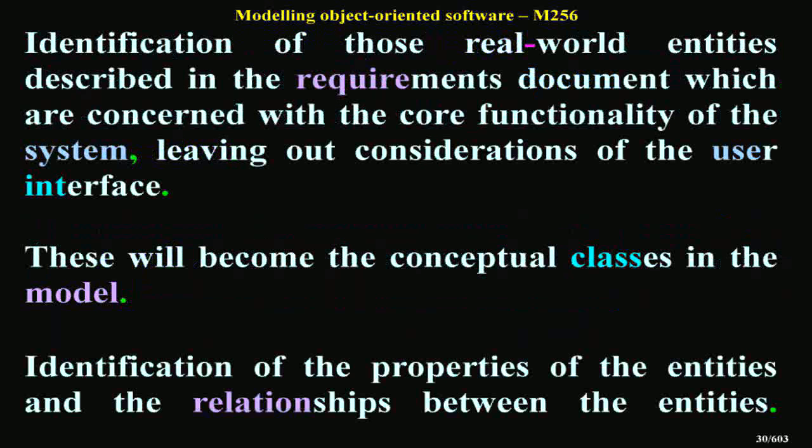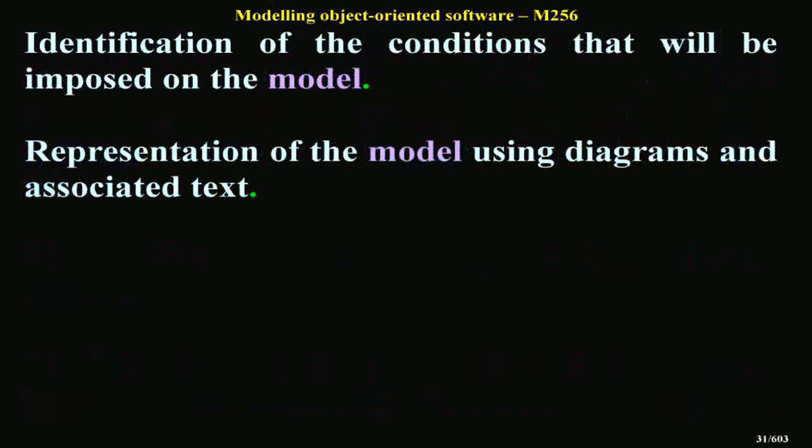In summary, the process which takes you from the requirements document to the conceptual model involves the following activities. Identification of those real-world entities described in the requirements document which are concerned with the core functionality of the system, leaving out considerations of the user interface. These will become the conceptual classes in the model. Identification of the properties of the entities and the relationships between the entities. Identification of the conditions that will be imposed on the model. Representation of the model using diagrams and associated text.